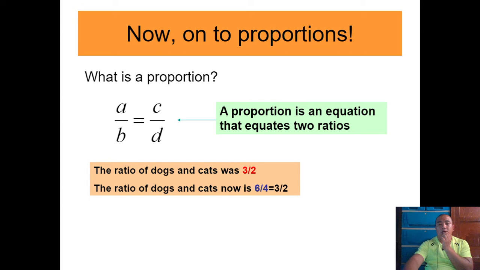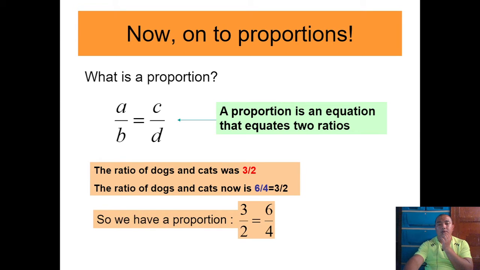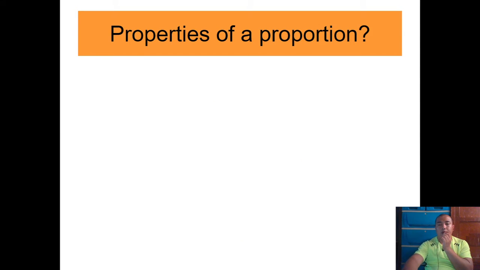The ratio of dogs and cats was 3 halves. The ratio of dogs and cats now is 6 over 4. 3 halves. So they are equal. 3 halves equals 6 fourths. So that's it. It's a sign of proportion. Kasi equal yung ratio. Yung dalawang ratio equal. So that's a proportion.